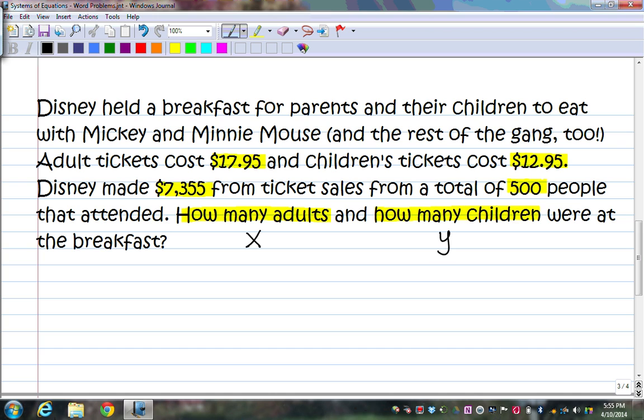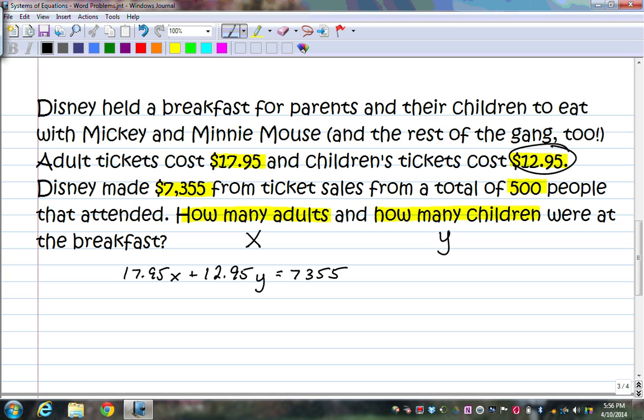So $17.95 is how much a ticket costs for one adult. So in other words, if I took $17.95 times the number of adults that were there, that would be how much money was made from adults. Plus the $12.95 here is the cost for a children's ticket times the number of children that came would be the cost for the children. Those two things added together should equal that $7,355.